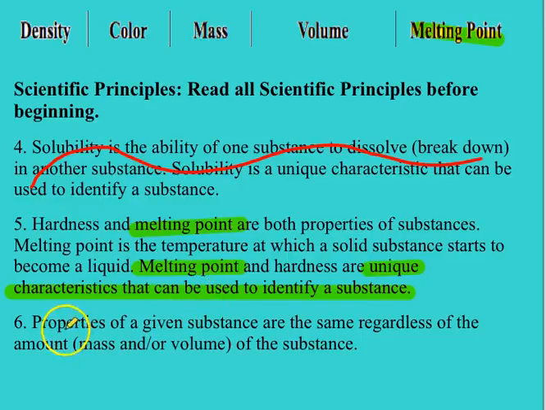Now let's look at the last one. Properties of a given substance are the same regardless of the amount. Regardless, that's huge. What does regardless mean? It means it doesn't matter. And it's good for both mass and volume, which we have here.